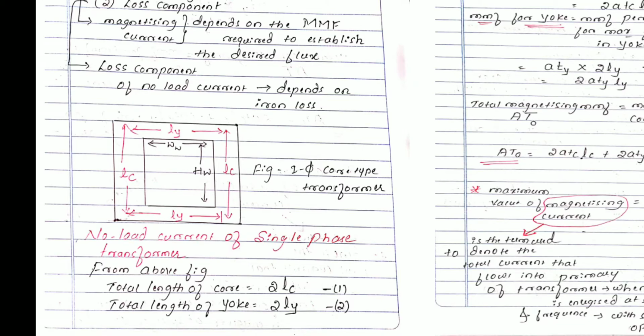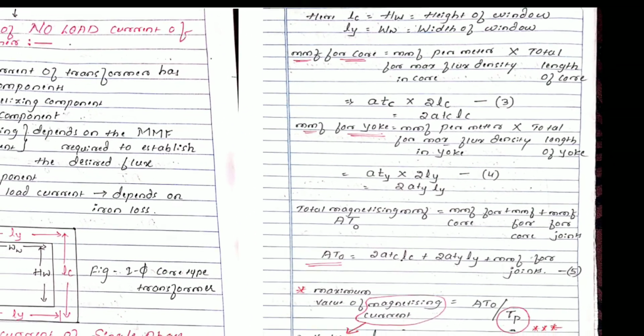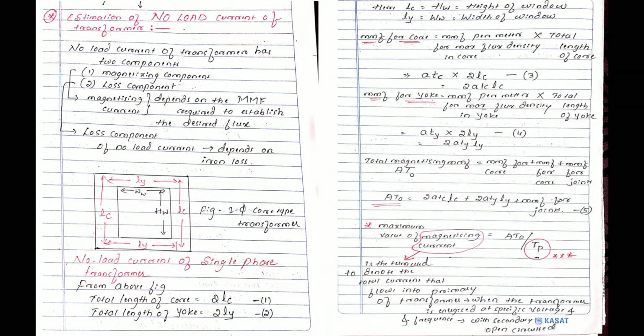I hope you are getting it. So first we have written this down: total length of the core is 2LC, total length of the yoke will be 2LY. Next, see the diagram. LC, the length of the core, is also equal to the height of the window. And LY is also equal to the width of a window. So LC equals HW, the height of the window, and LY equals WW, the width of window. I hope all of you are getting how I have written.